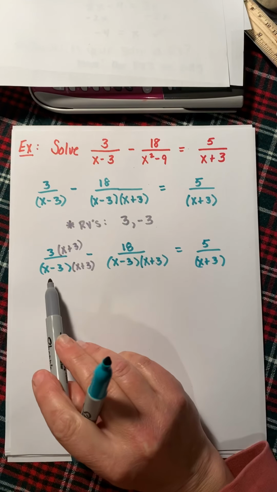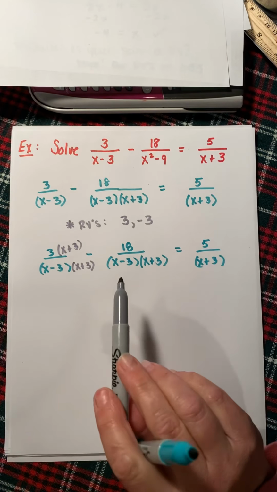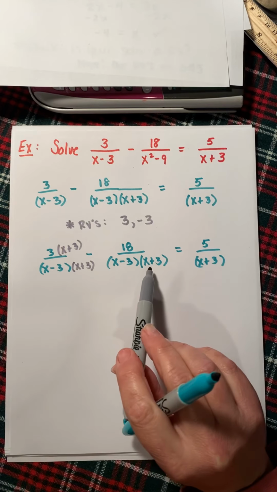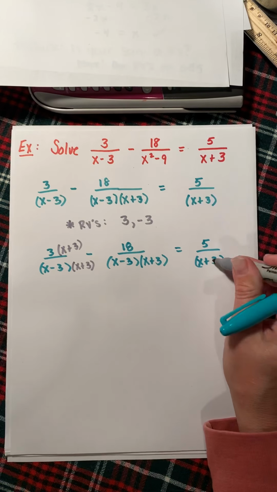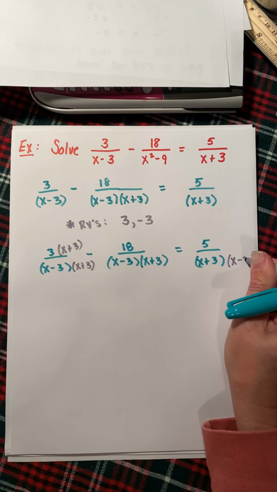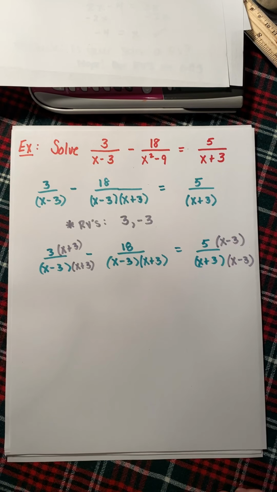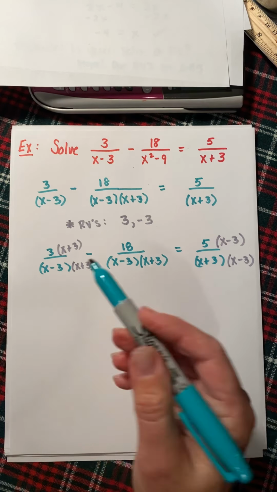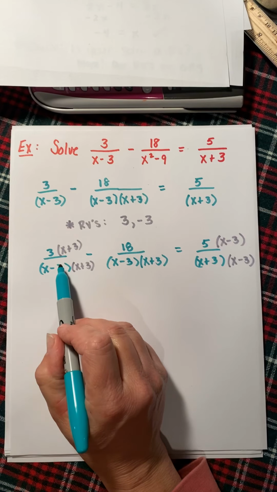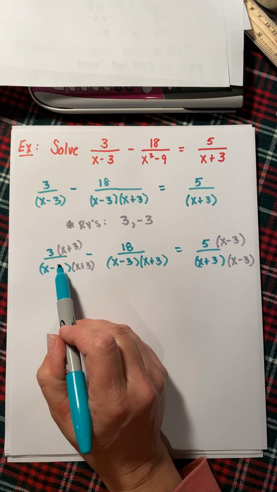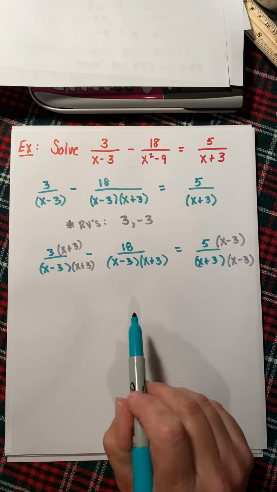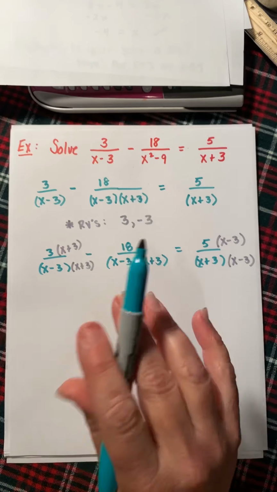So the left denominator is x minus 3, x plus 3. Middle denominator, x minus 3, x plus 3. Right denominator has the x plus 3 but needs the x minus 3. Okay, there we go. That's our common denominator. Do not distribute. You can if you want to, but it's just wasting time. And when we get our final answer, we may need to simplify and cross off common factors at some point. So we just want to avoid that.